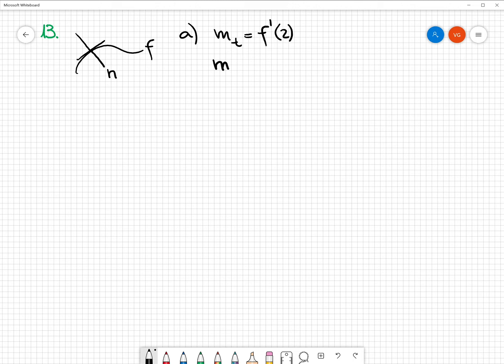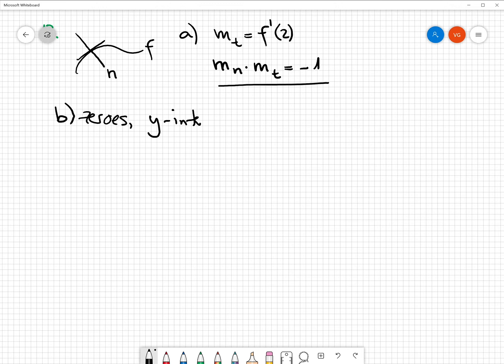And I'm sure you remember this fact about normal lines, about perpendicular gradients in general. Then you simply state the straight line as you would with a tangent. In B, you need both axis intercepts, the zeros, and the y-intercept, something that is quite easy to compute actually.